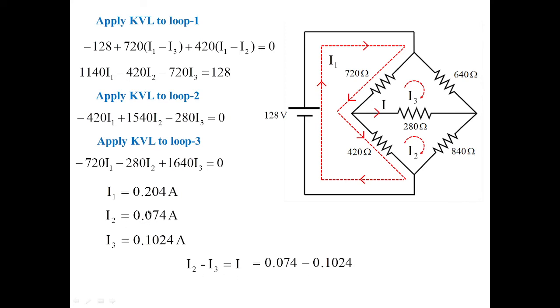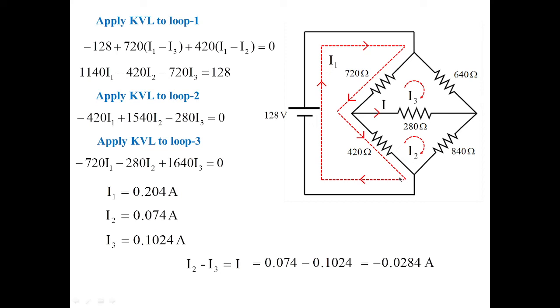I2 is 0.074 minus 0.1024 amperes, which gives the value minus 0.0284 amperes. So this is how we cross-check our result using mesh analysis. You can also cross-check the analysis with the help of node analysis. I hope you understand these two points.